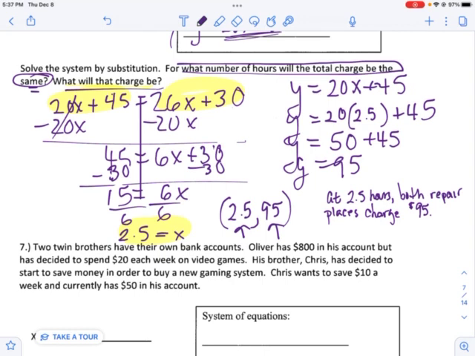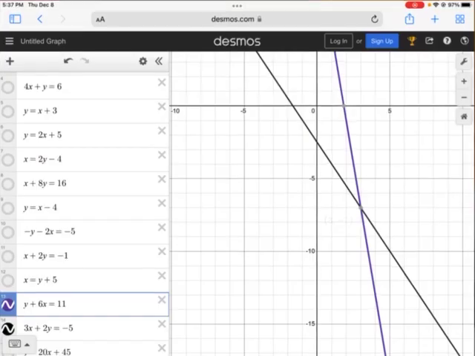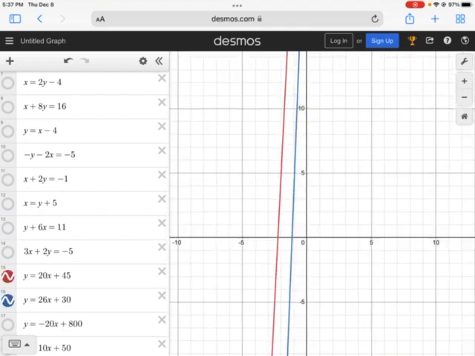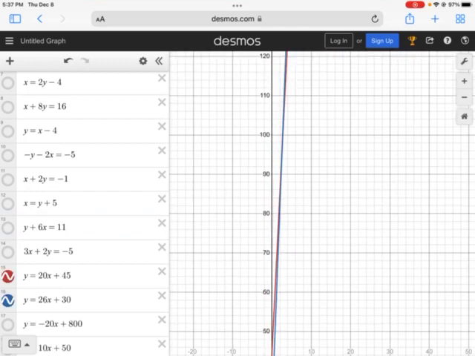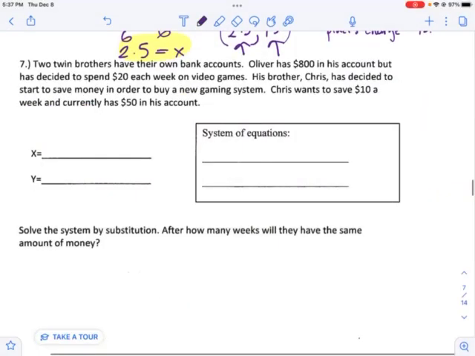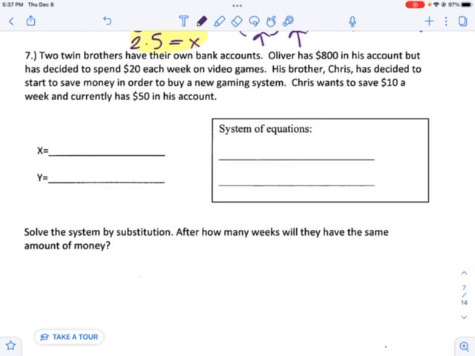And the twin brothers, okay? They have their own bank accounts. We have Oliver, who has $800 in his account, but has decided to spend $20 each week on video games. His brother Chris has decided to start to save money in order to buy a new gaming system. Okay? Chris wants to save $10 a week and currently has $50 in his account. So the question, after how many weeks will they have the same amount of money?